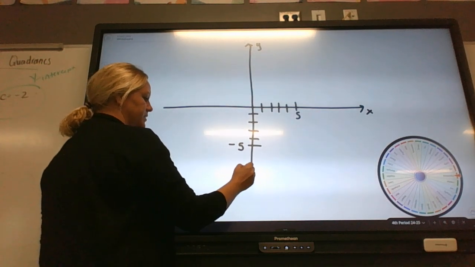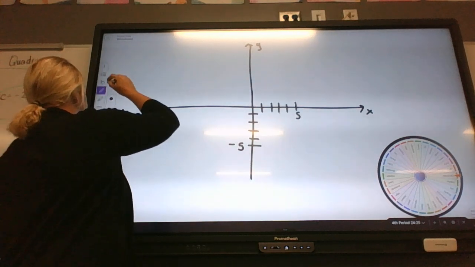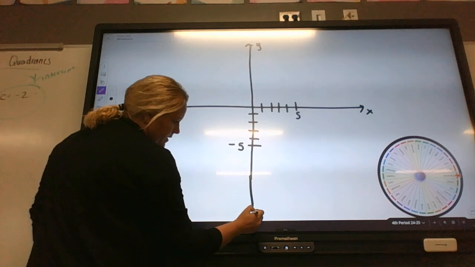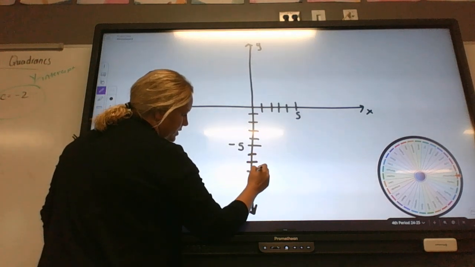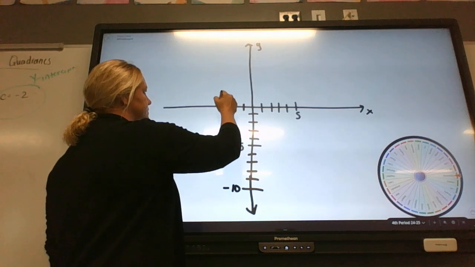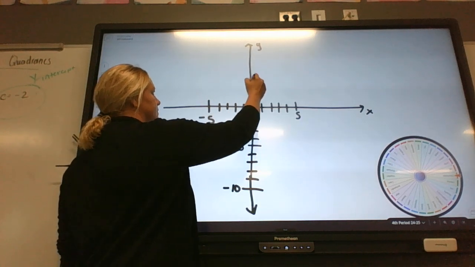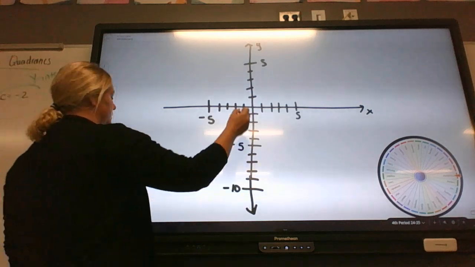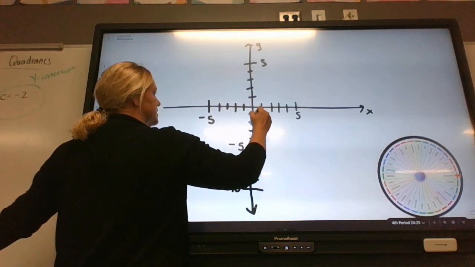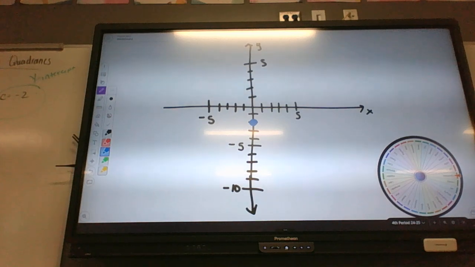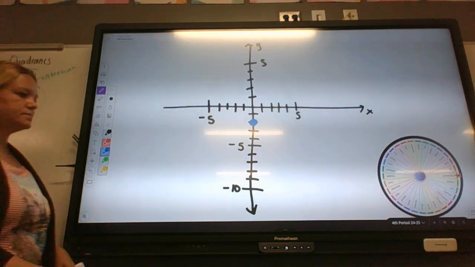Are you guys ahead of me? You already have your graphs all set up, ready to go? 1, 2, 3, 4. So the y-intercept is on the y-axis, and we say it's at -2. So far, step 1. That's it. Step 1. Step 2.